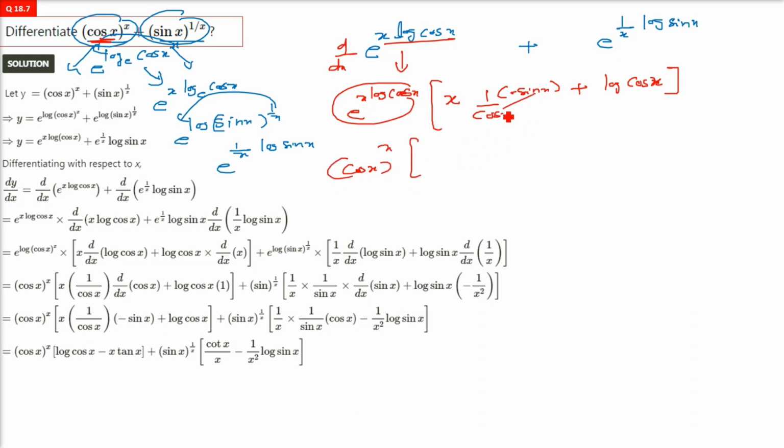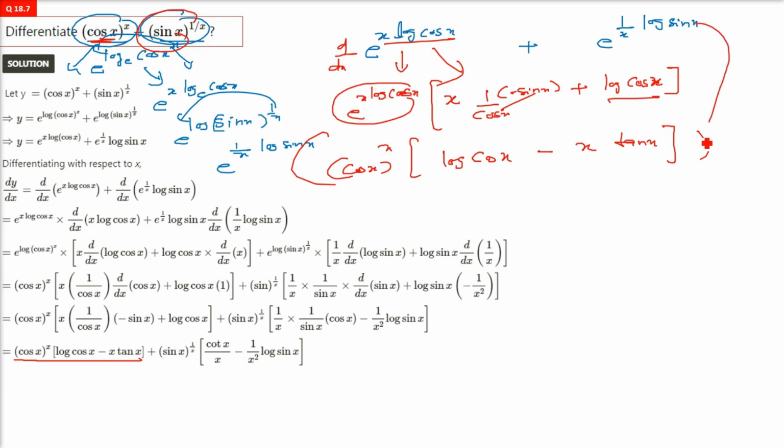This is going to be sin by cos is tan, and it is negative. So it will be negative tan x. So I am writing it out afterwards. Minus tan x, x minus x tan x it is. What is log cos x? Log cos x is log cos x only. So cos x to the power x, log cos x minus x tan x. This from here to here, we have already done cos x to the power x. Now sin x to the power 1 by x, that is e to the power 1 by x log sin x. We'll do it now.